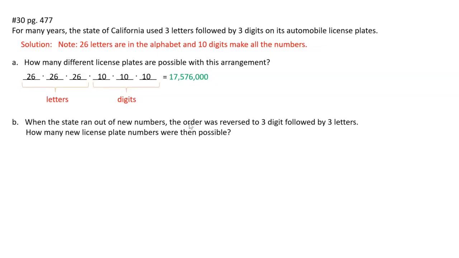Part B, when the state ran out of new numbers, the order was reversed to 3 digits followed by 3 letters. How many new license plate numbers were then possible? So all you do is flip the order. The first 3 are going to be digits, and the second 3 are going to be letters. So again, no restriction. It'll be 10 times 10 times 10, 26 times 26 times 26. The answer will be the same as part A.